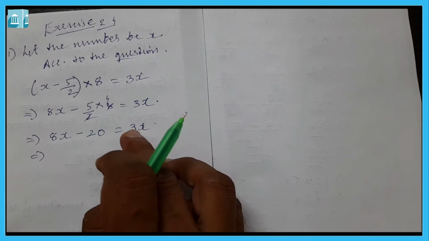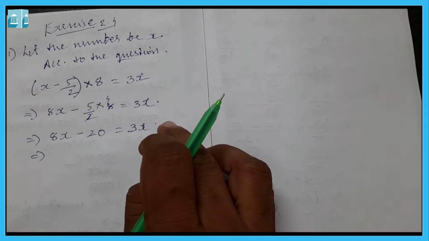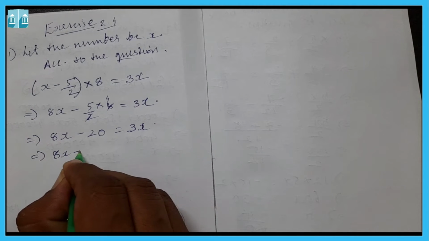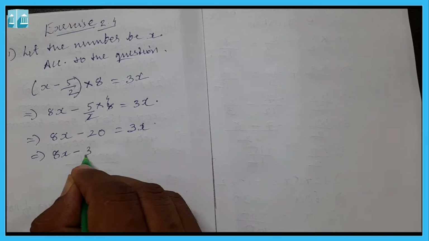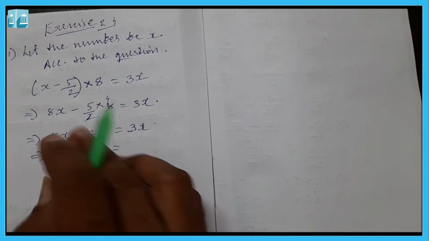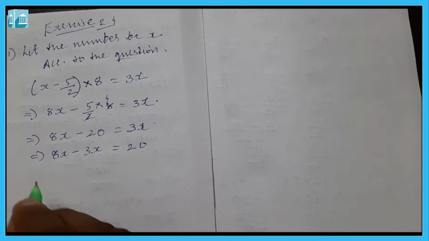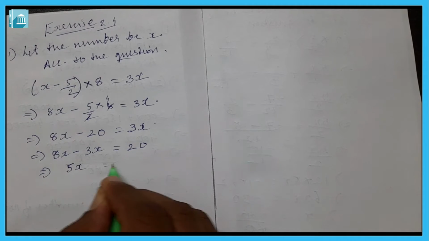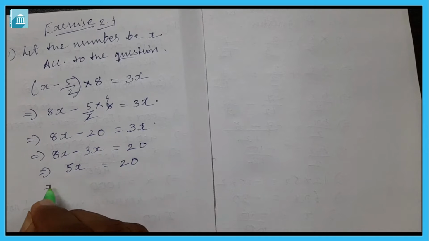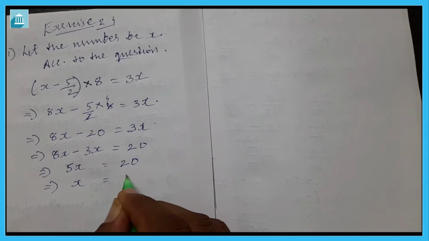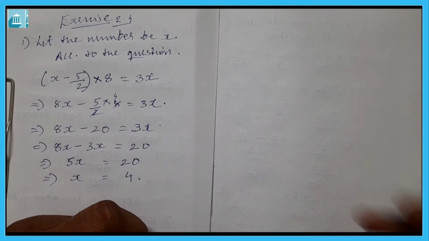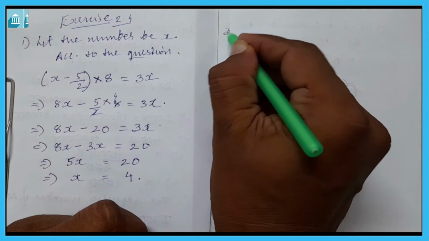Now this 20 will move to this side and 3x will move to this side. So 8x minus 3x is equal to, this is minus 20, so when it goes here it will become plus 20. 8x minus 3x is 5x, which is equal to 20. So x is equal to 4. So the number we obtain is 4. Now let us see question number 3.